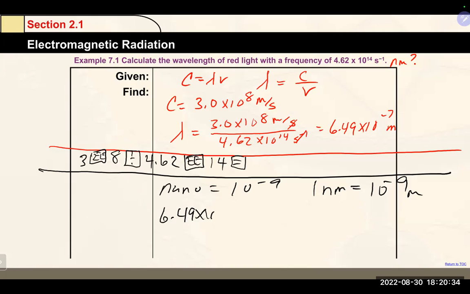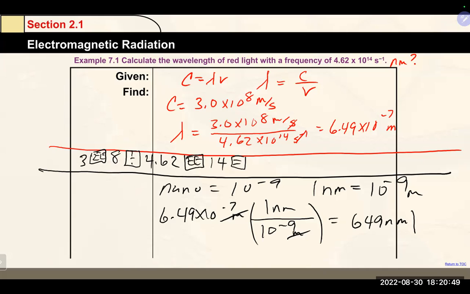6.49 times 10 to the minus 7 meters, doing a little dimensional analysis because you're professional chemists, right? Meters, 1 nanometer. Meters will cancel, gonna yield us 649 nanometers in this case. By the way, if you're going to punch that into your calculator, that is 1 times 10 to the minus 9. That's how you can punch it in. Or in most people's calculators that have an EE button or EXP button, you can just hit E, -9, and it will actually work for you.